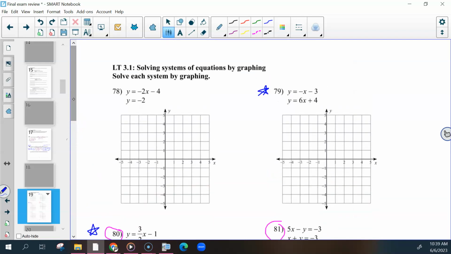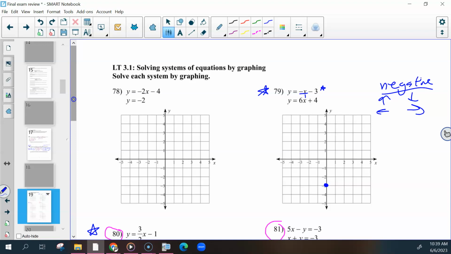So for 79, these are both in slope-intercept form already. So we're going to start at the y-intercept. So for the first one, start at -3 on the y-axis. Your slope is -1/1. So to make it negative, I'll just write this as a side note, we can go up and left or down and right.